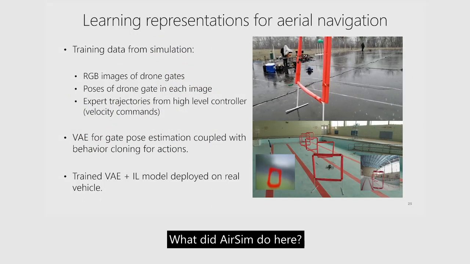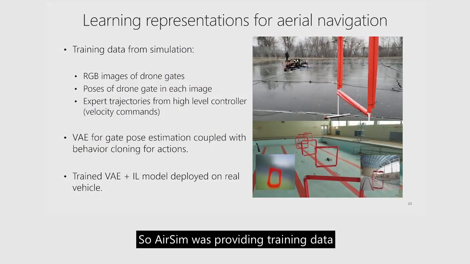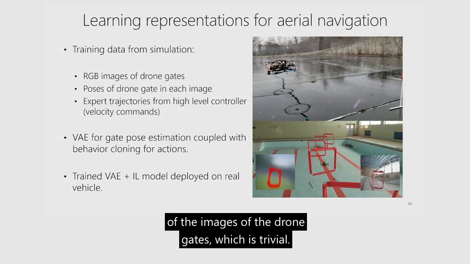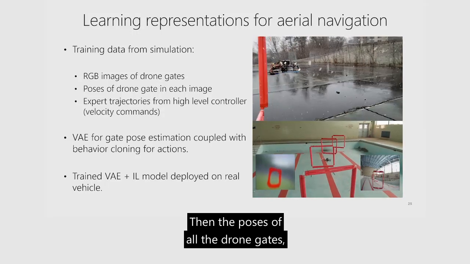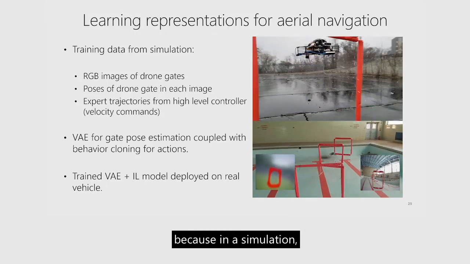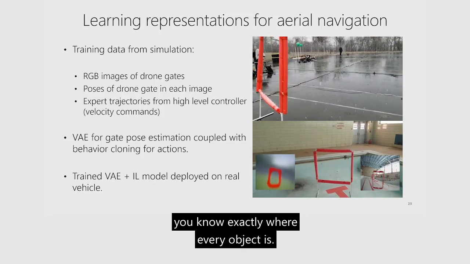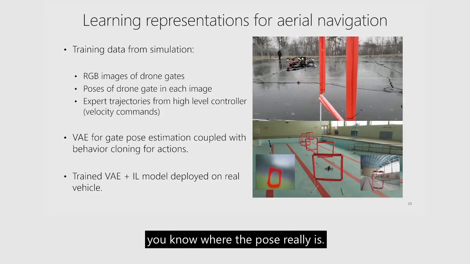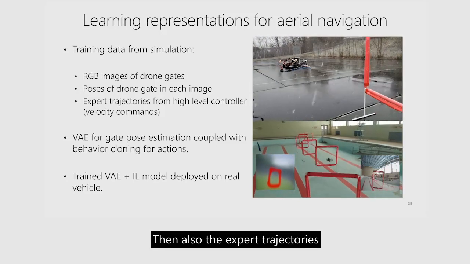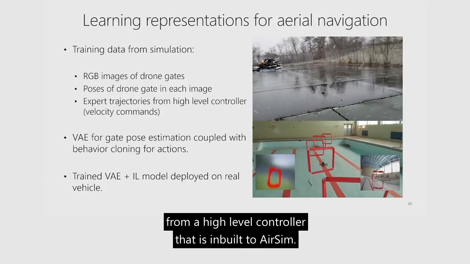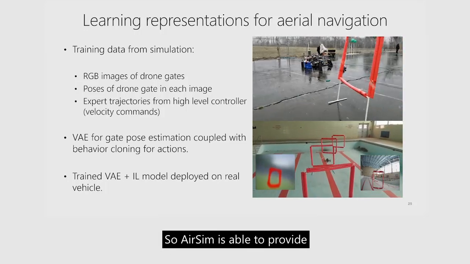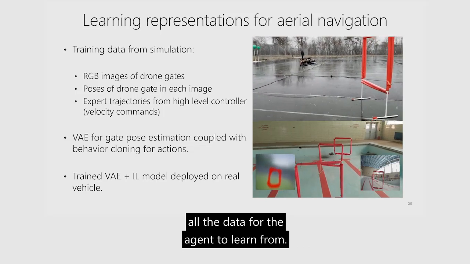So just to recap, what did AirSim do here? AirSim was providing training data of the images of the drone gates, which is trivial, and then the poses of all the drone gates, because in a simulation, you know exactly where every object is, right? So if you're looking at an object, you know where the pose really is. And then also the expert trajectories from a high-level controller that is inbuilt to AirSim. So AirSim is able to provide all the data for the agent to learn from.